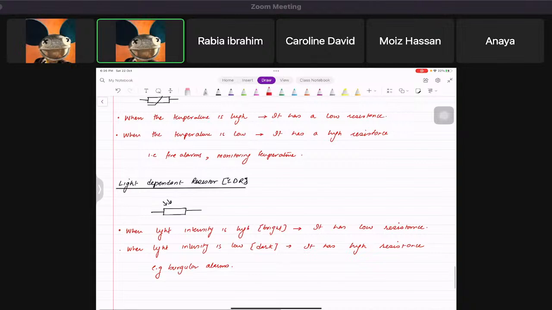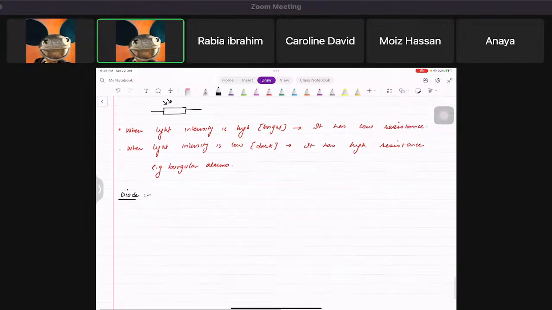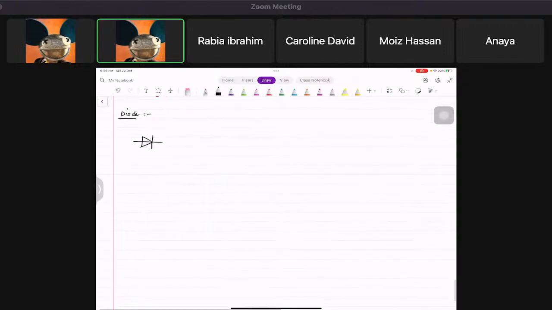The next thing we're going to do, we'll learn about a diode. And a diode is a special kind of electric component, which basically is like this. So a diode basically allows current to flow in one direction only.